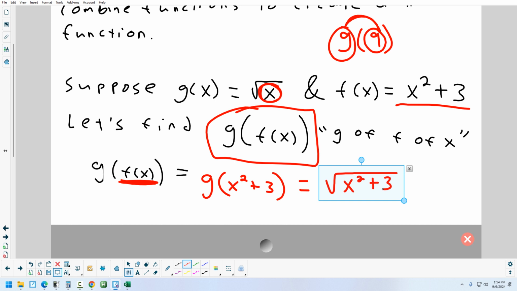If you plugged a 9 in here, you'd have square root of 9. Wait, I'm wrong. If you plugged like a 5 in here, you'd have square root of 5. We're plugging this in for the letter right there. So instead of x, you're going to fill in x squared plus 3. And that doesn't simplify. That's all you can do.